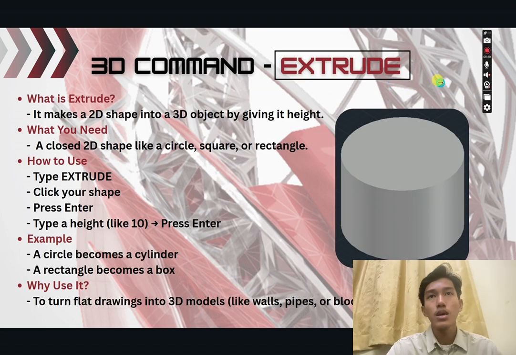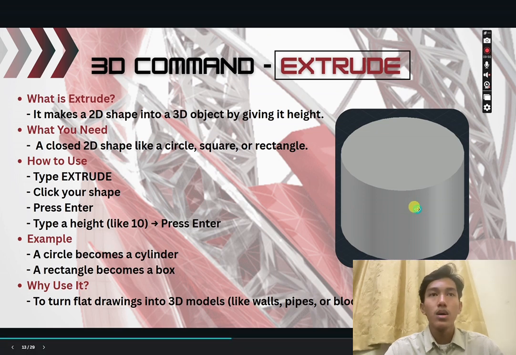So I'm going to talk about 3D commands, such as extrude. What is extrude? It makes a 2D shape into a 3D object by giving it height. What you need is a closed 2D shape like a circle, square or rectangle. How to use it? You just type extrude, click your shape, press enter, type a height like 10, then press enter. Example like this, a circle becomes a cylinder. We use this to turn flat drawings into 3D models like walls, pipes or blocks.